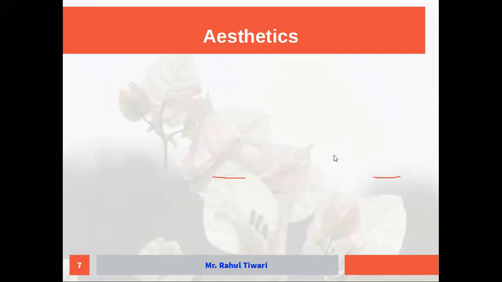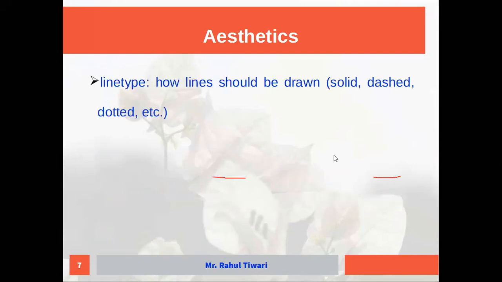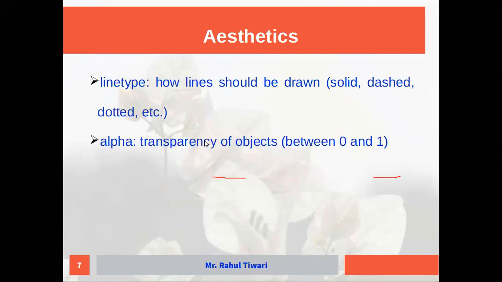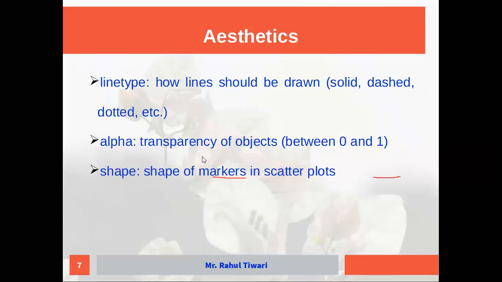Then we have line type. So how should this line be drawn? Whether it will be solid, dashed, dotted, etc. This is basically called line type. Then we have alpha. Alpha basically gives the transparency of the object, how dark and sharp your object will be. Then we have shape. You can give the shape of the structure in the scatter plot. Basically, shape will be used in scatter plot. The shape of markers.